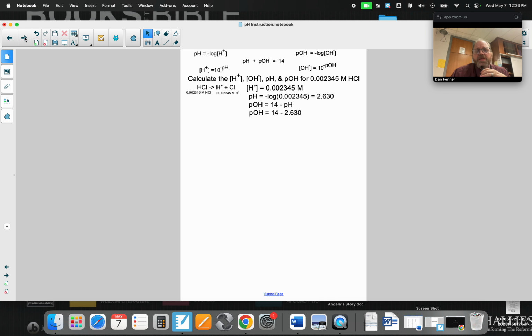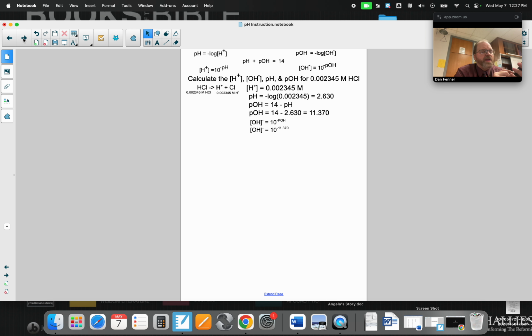So we take 14 minus 2.630. And remember, this is subtraction. Rule for sig figs is subtraction, last filled column. So when we subtract it, we get 11.370 in the end because that is the last filled column. All right, so we found hydrogen ion, we found pH, we found pOH. Last thing we got to find is hydroxide ion. It says over here hydroxide is 10 to the minus pOH. So we're going to say 10 to the minus pOH, 10 to the minus 11.370.